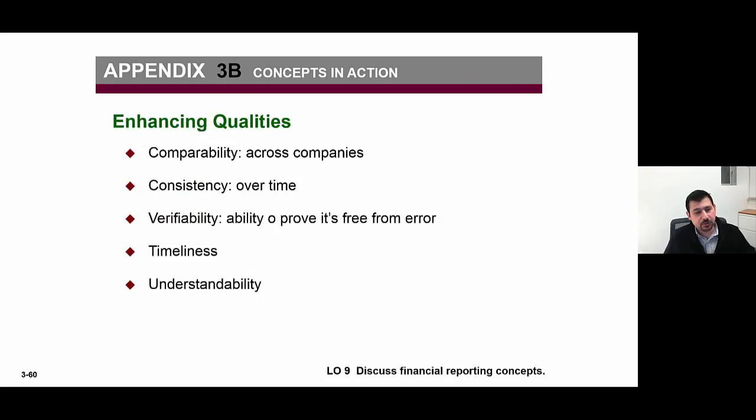And there are certain enhancing qualities that can improve the quality of the information. For example, the reports must be comparable. The standardization of the reports allows the users, the key stakeholders, to use this information to compare companies. It has to enable the users to run comparison analysis between companies, comparing company A to company B.